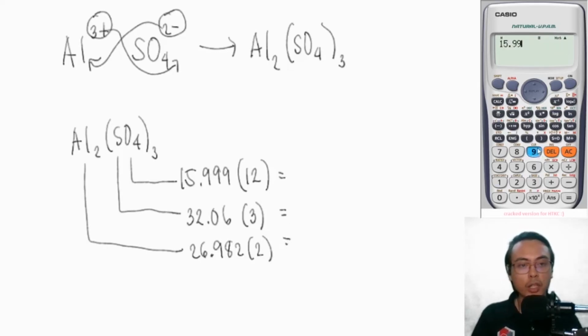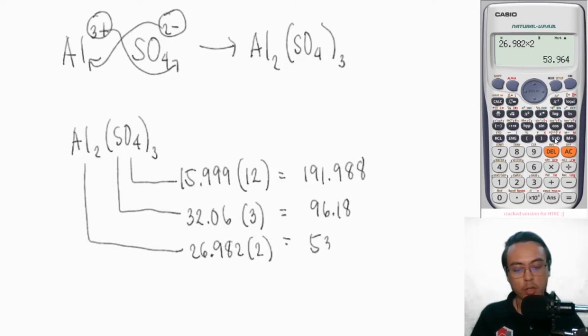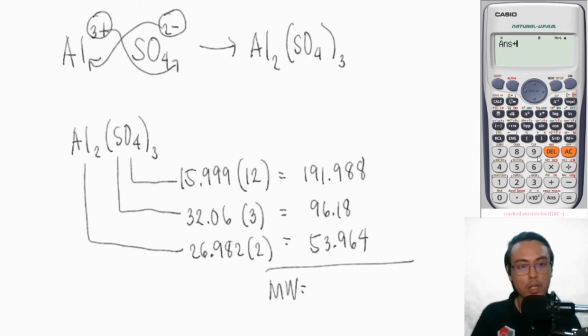And then we multiply. So that is 15.999 times 12. That's 191.988. Next, for sulfur, 32.06 times 3, 96.18. Next, for aluminum, 26.982 multiplied by 2. That's 53.964. And then we add to determine the molecular weight of aluminum sulfate. So that's 53.964 plus 96.18 plus 191.988. So the molecular weight is 342.132 grams per mole.